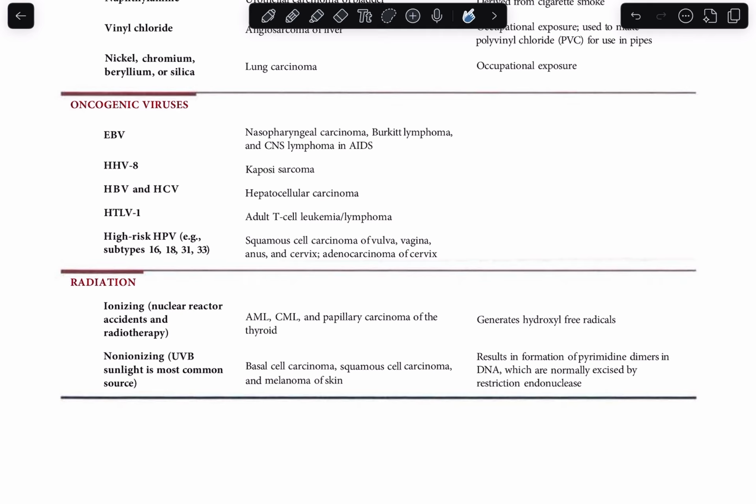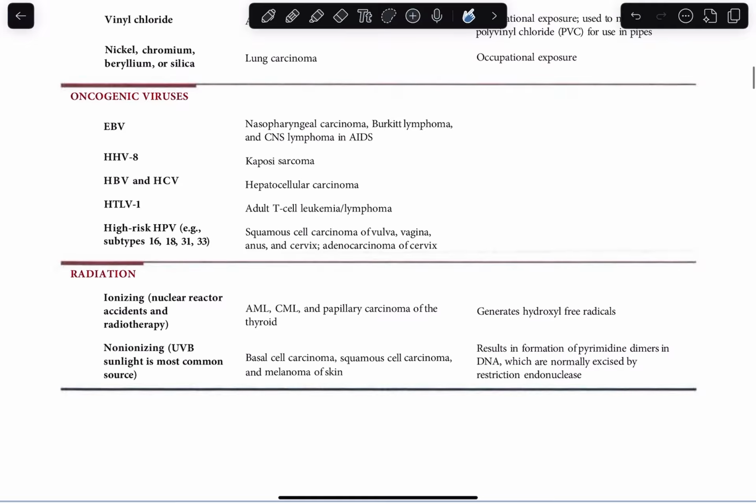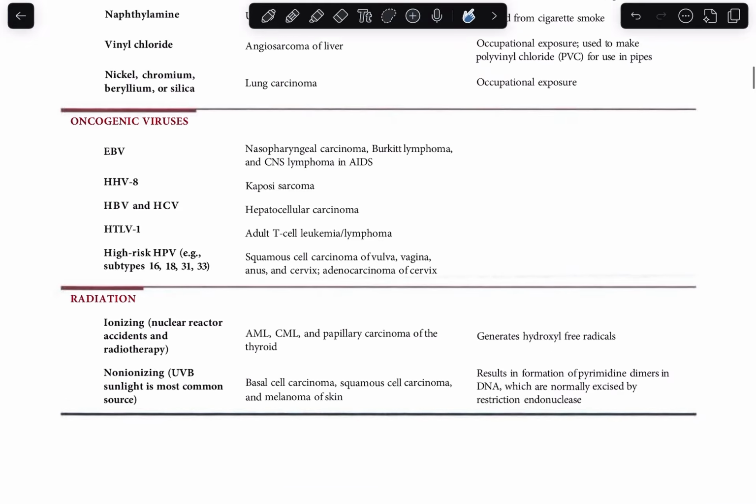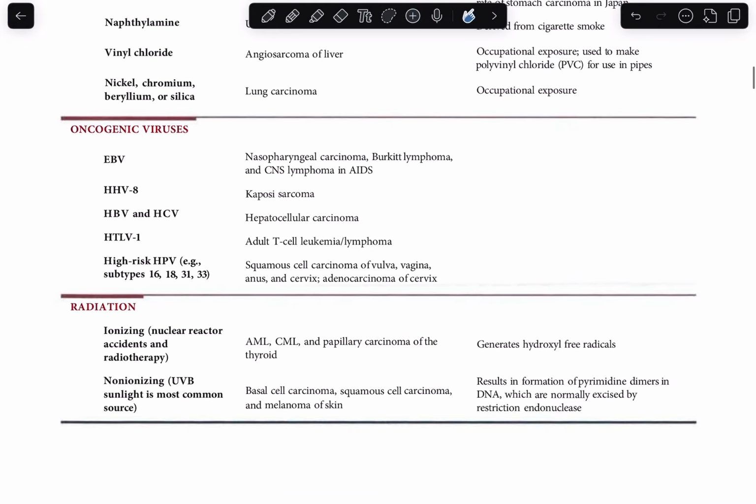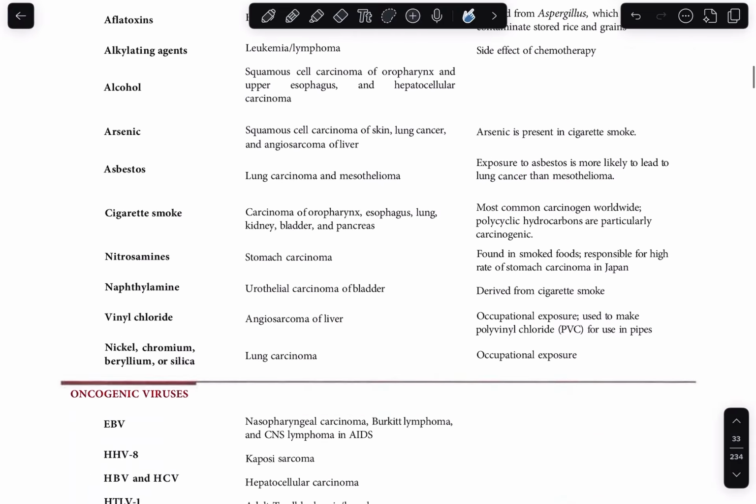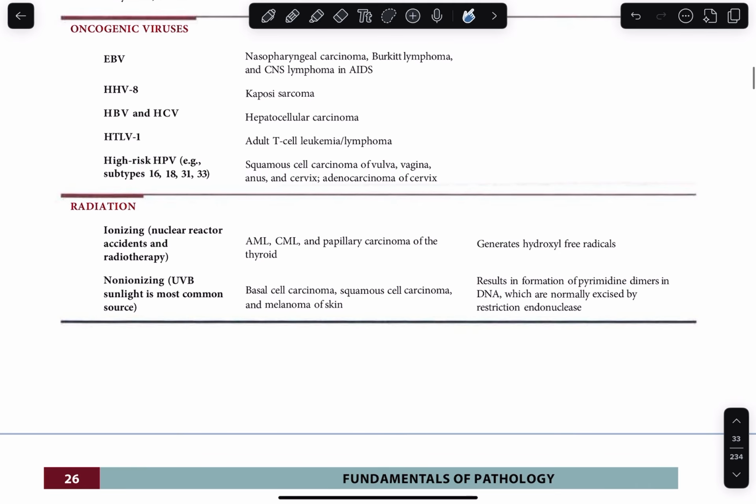We have high-risk HPV, example subtypes 16, 18, 31, 33, associated with squamous cell carcinoma of vulva, vagina, anus, and cervix, and adenocarcinoma of cervix. Last section is radiation, and again, we'll be reading the agent, its associated cancer, and comments. Radiation.